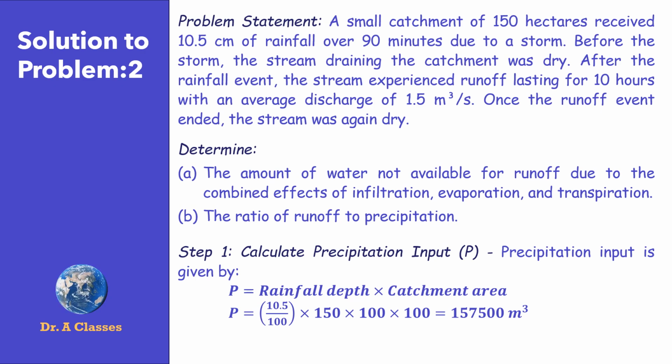So we need to determine A, the amount of water not available for runoff due to the combined effects of infiltration, evaporation and transpiration. B, the ratio of runoff to precipitation.